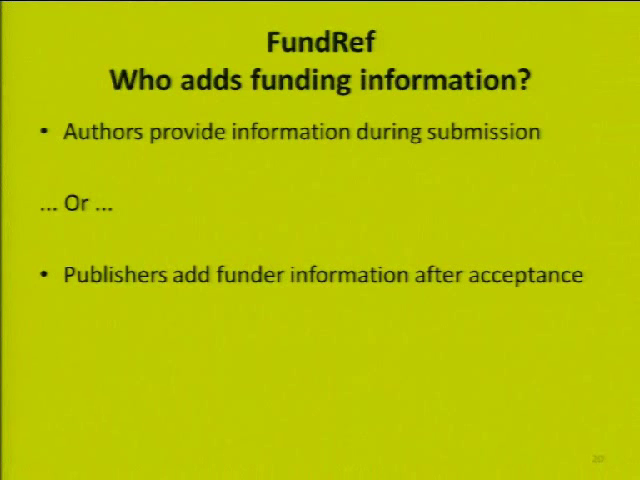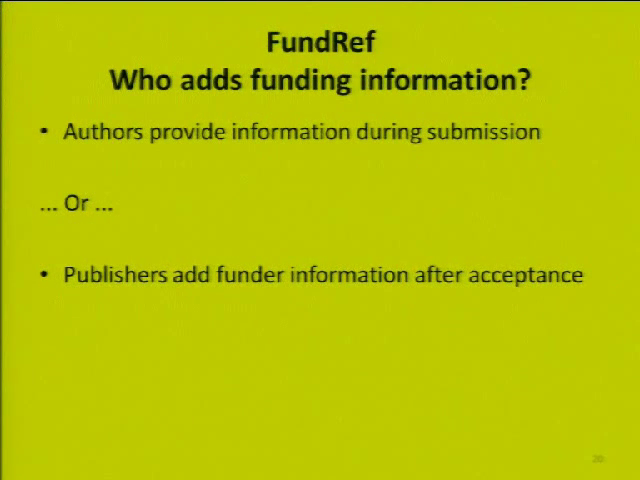So, as I said, authors can provide the information during the submission process, and some publishers will also add the information after acceptance by doing analysis of the article. It's obviously important that publishers try to control the quality of that and make sure that what the author has entered is sensible and that it reflects the database.